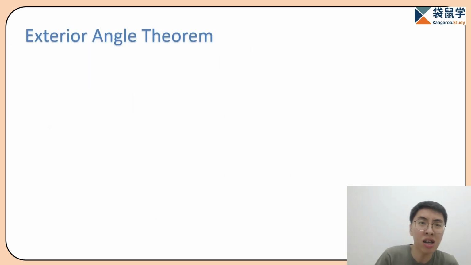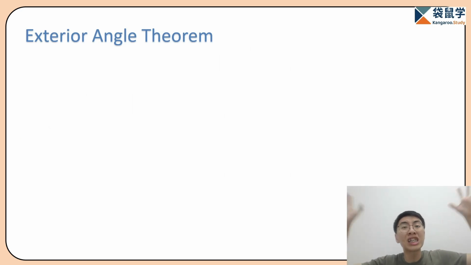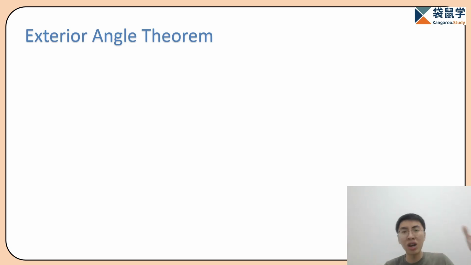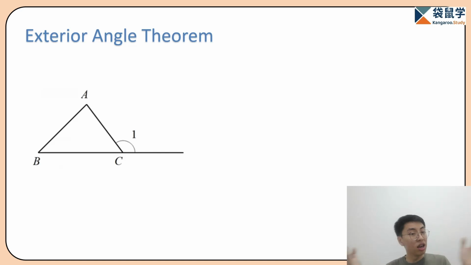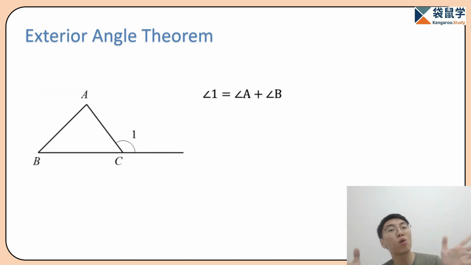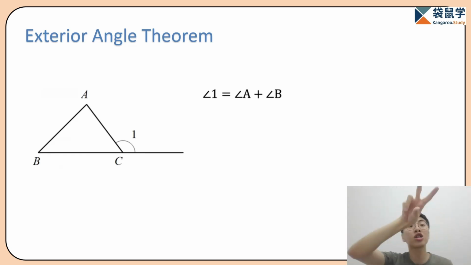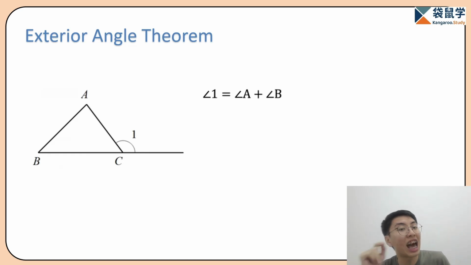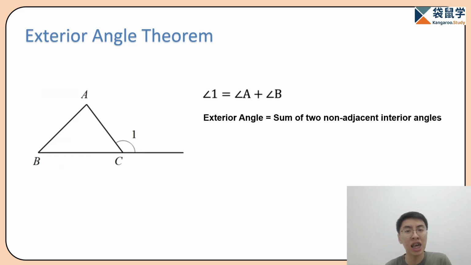So with that in mind, this is our answer, and we can go on to our summary about this exterior angle theorem. And what is it all about? Well, if I have a figure like this, exterior angle 1 is just equal to angles A and B, which are 2 interior angles that are not on the same angle as angle 1. And with that being said, exterior angle is just the sum of the 2 non-adjacent interior angles.